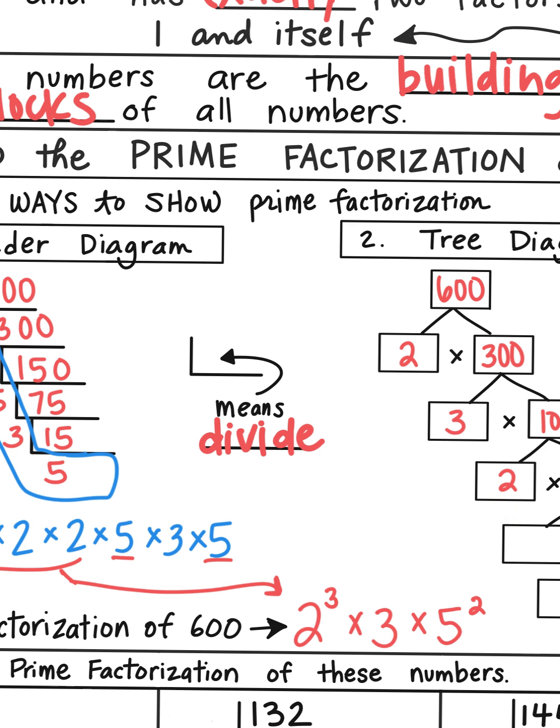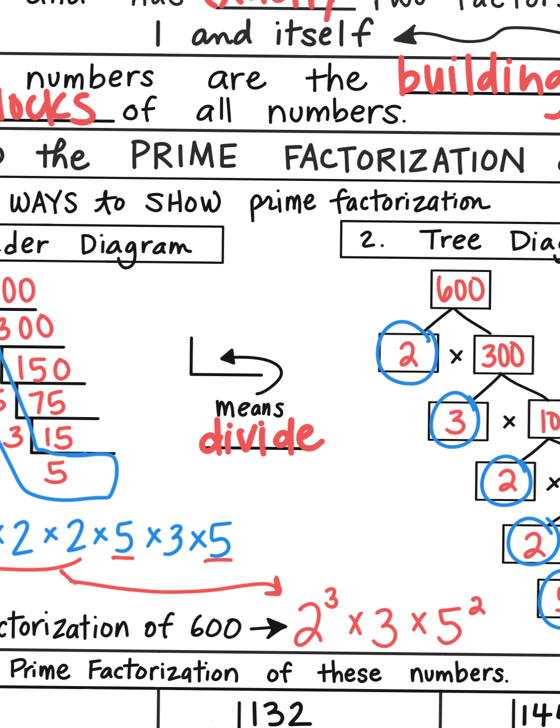Okay, let's keep going. How can I break down 50? I could do 2 and 25. I could also do 5 and 10. And then 25 breaks down into 5 and 5. So with the tree diagram, you have to then go back and circle all of your prime numbers. You have to find where all of your prime numbers are. All of the ones that don't have branches coming out from them anymore, those are considered your prime numbers.